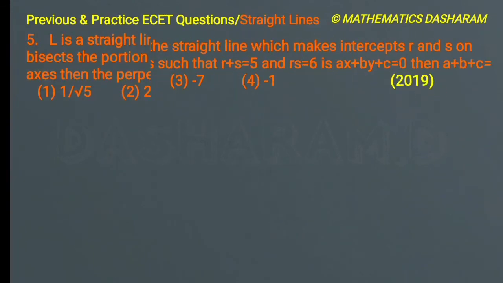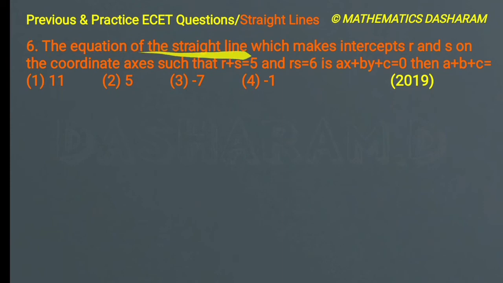Next, the sixth question: the equation of a straight line which makes two intercepts r and s, where intercepts mean x-intercept and y-intercept. R is the x-intercept and s is the y-intercept on the coordinate axes, meaning the x-axis and y-axis, such that r plus s equals 5 and r into s equals 6, is ax plus by plus c equals 0. Then what is a plus b plus c?